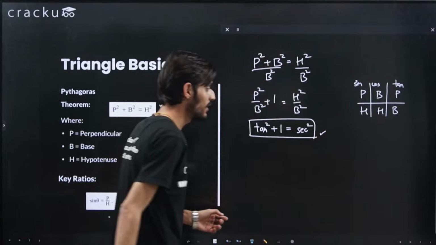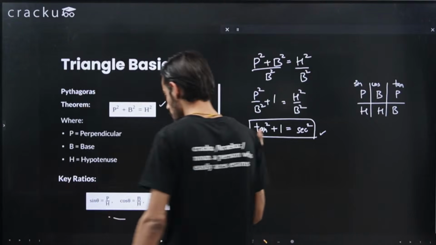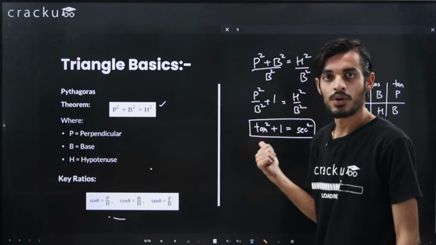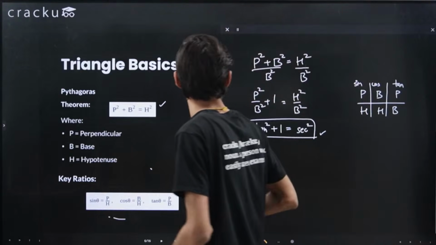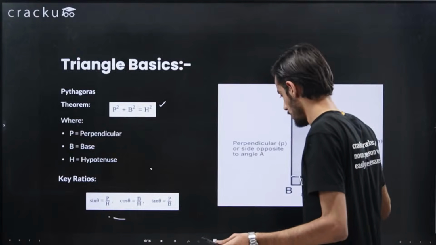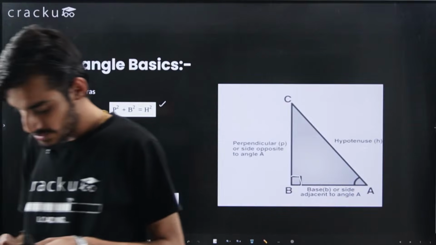So these are the three important results that you can derive using the Pythagoras theorem. I hope this should be clear from this. If you have any doubts regarding any of the results, you can just ask in the live chat. Otherwise, we can move ahead. Let me see if you have any doubts regarding any of the results that we have just derived.